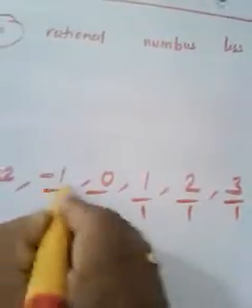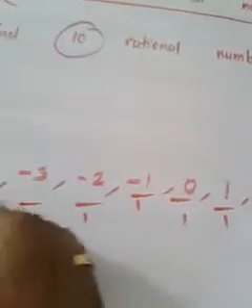And this is your answer. Are you following me? Just give the denominator 1 to every number, then it will be a rational number, no? So in that way we can say that these are also 10 rational numbers less than 5.